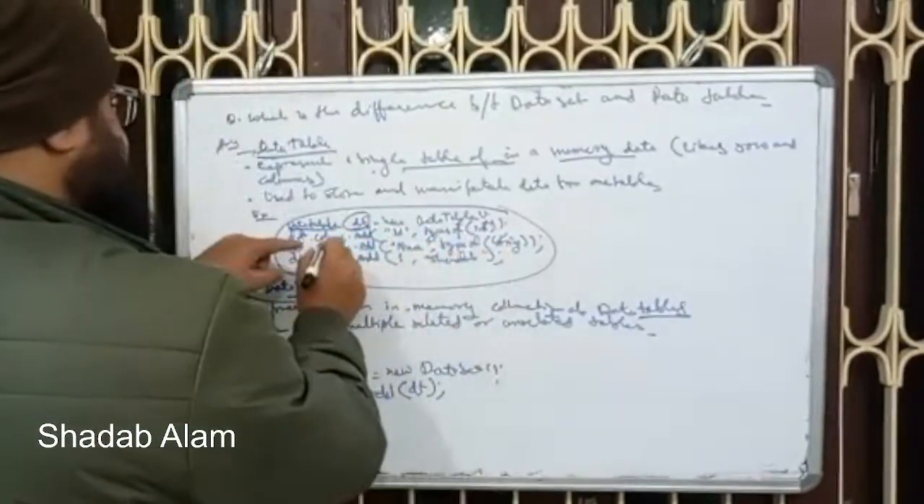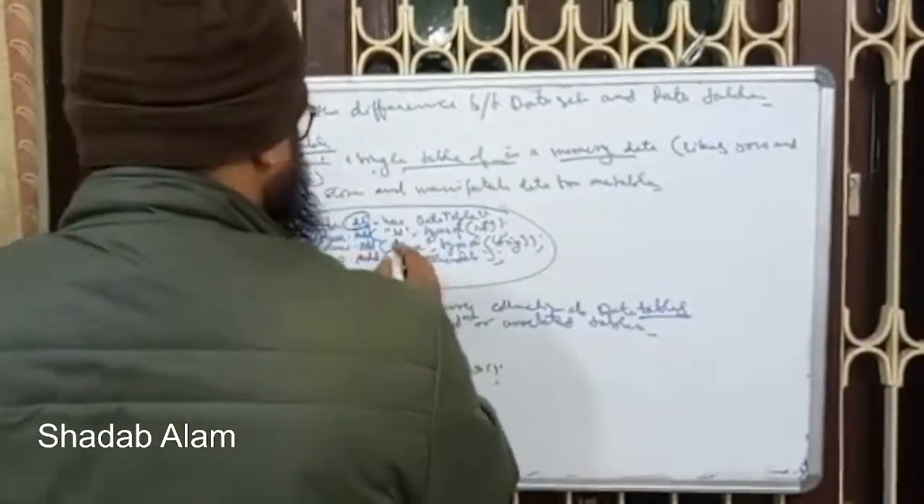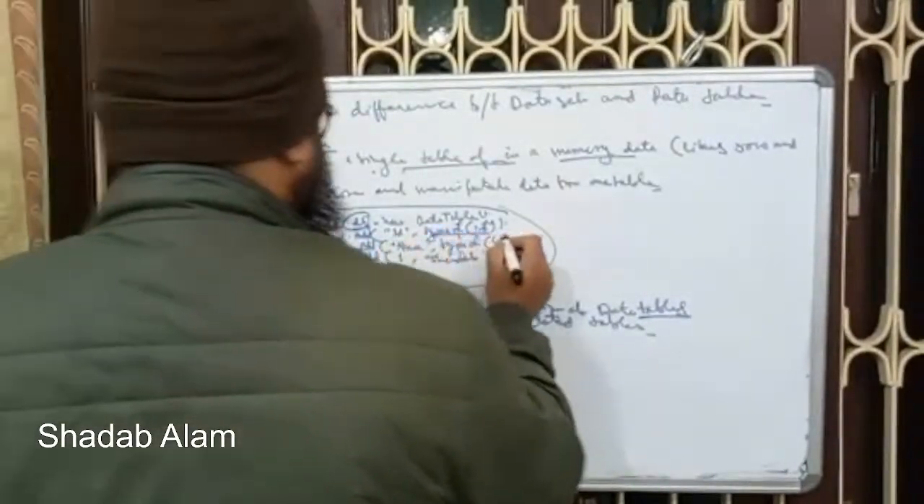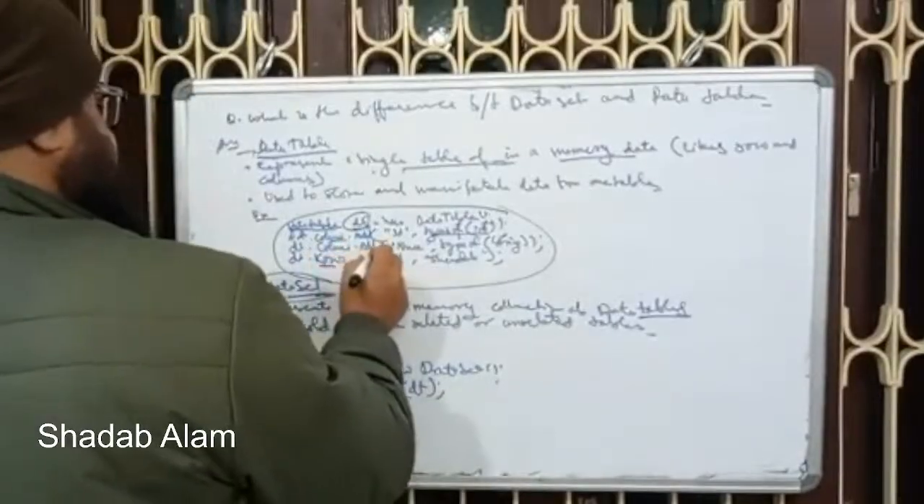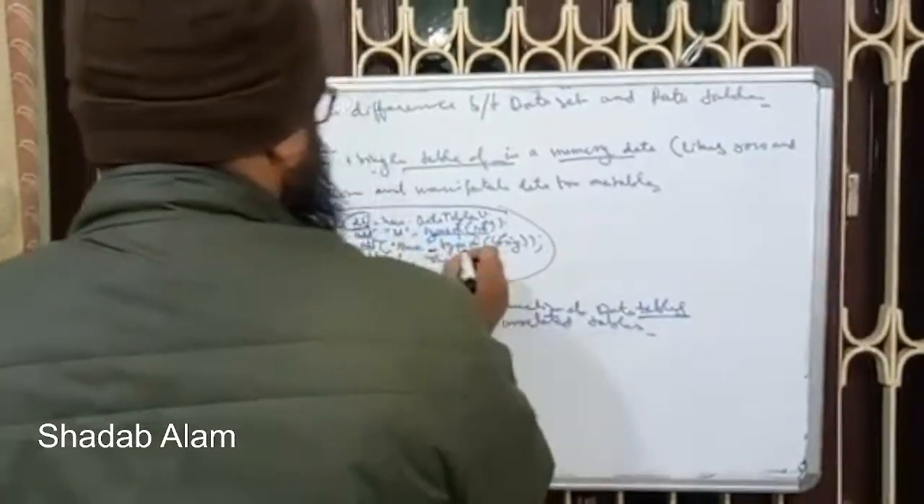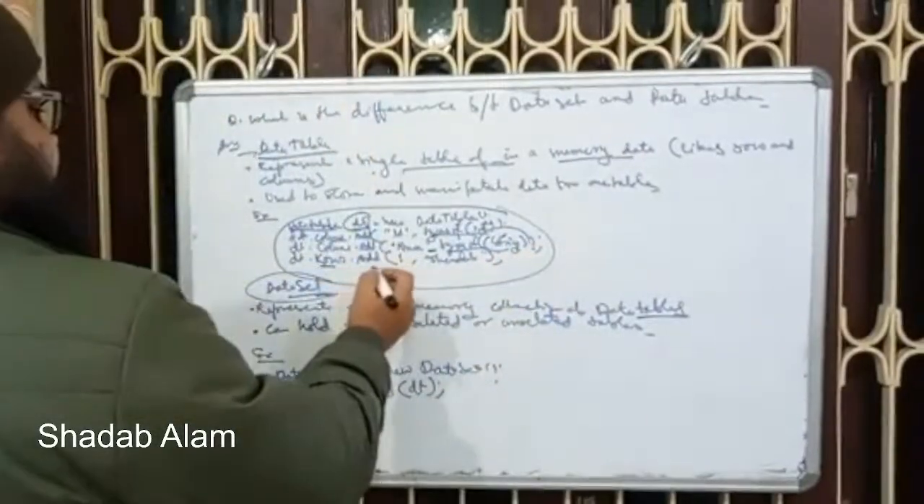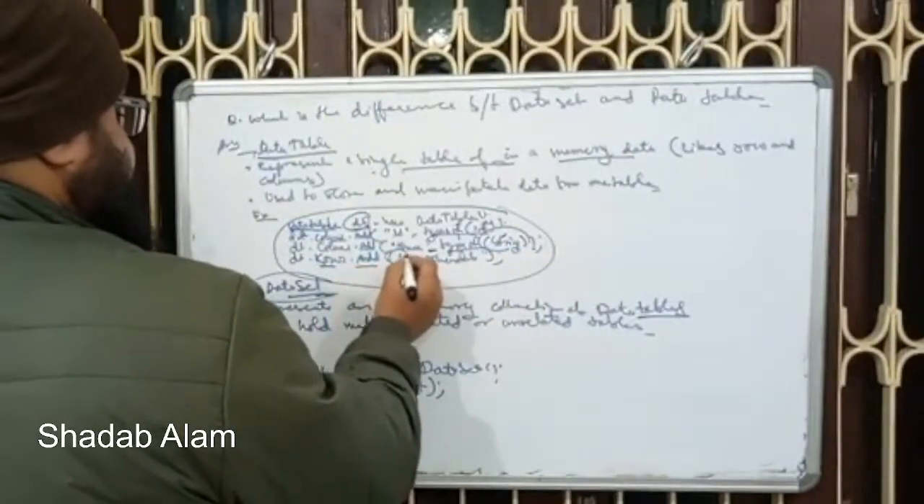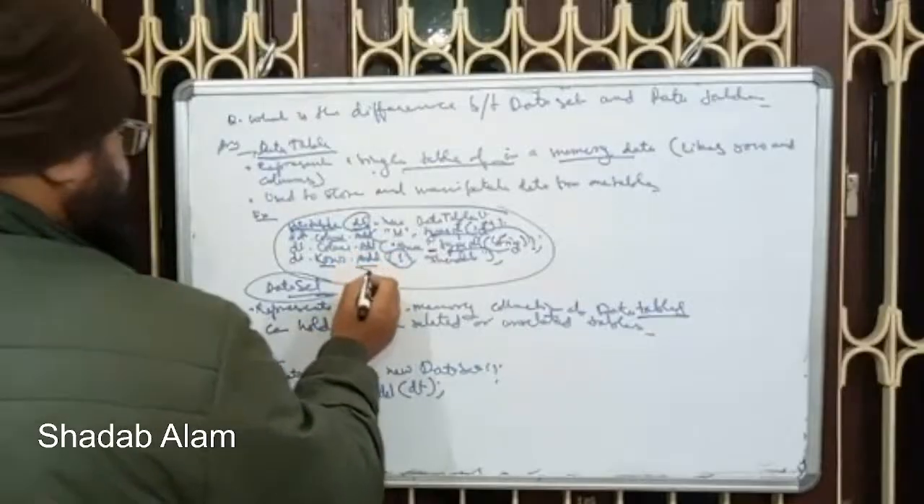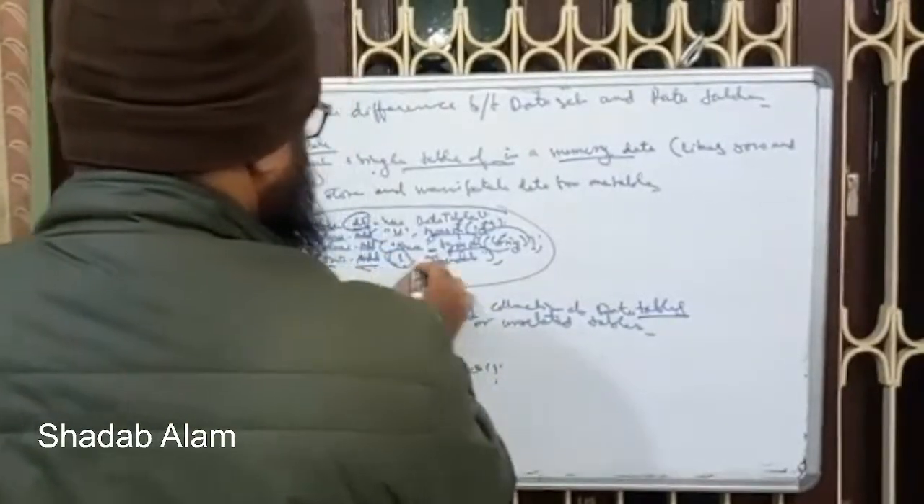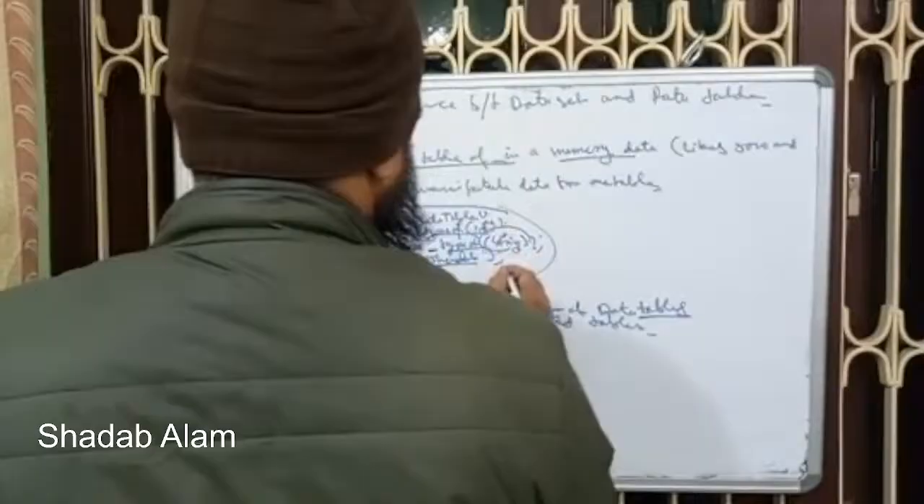dt.Columns.Add id, data type int. dt.Columns.Add name, then the data type is string. dt.Rows.Add 1, that is the row, and the first row has the name Shadab.